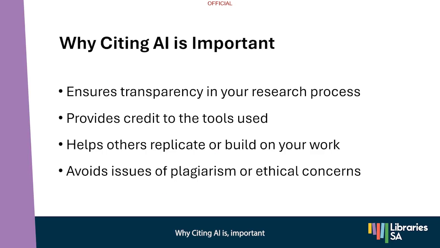Why citing AI is important? The purpose of citation is to ensure transparency and credit where it's due. If you are using generative AI for writing, data analysis, or even creating visual elements, it's critical to provide credit in your research. By doing this, you are not only acknowledging the source, but also helping others understand how AI contributed to the outcome.